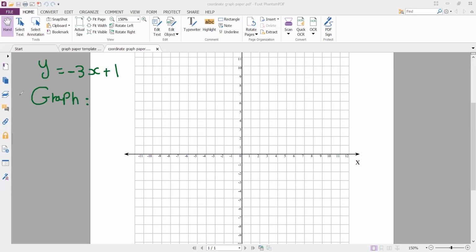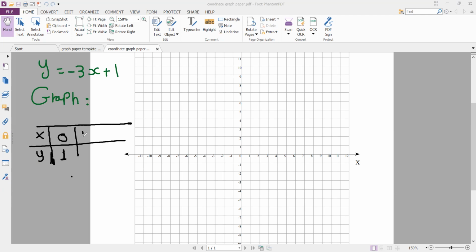Let's have a look at this relation, y equals -3x plus 1. To graph this relation, we are going to take some values for x and see the values of y. So for instance, Omar, what are the values of x we can take? 0, 1, and 2. So when x equals 0, what is the value of y? It will be 1.